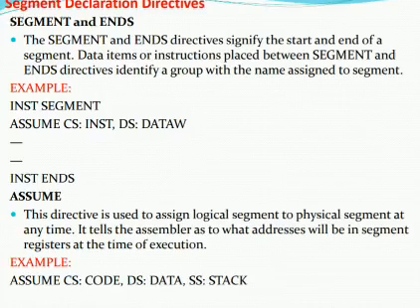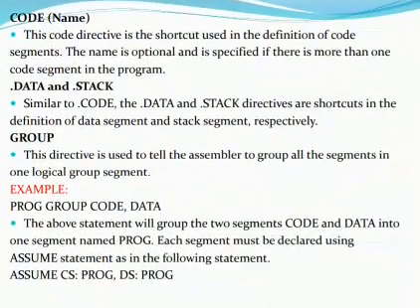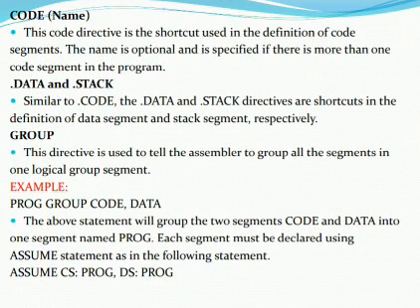And then we move on to further directives, that is .code. This directive is a shortcut used in the definition of the code segments. And .data and .stack are also shortcut directives in the definition of the data segment and stack segment. And the next classification of directive is group. This directive is used to tell the assembler to group all the segments in one logical group segment. See the example, program GROUP code, data. We can group any kinds of segments that are specified in the example.